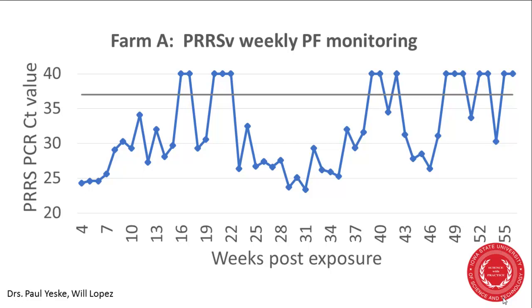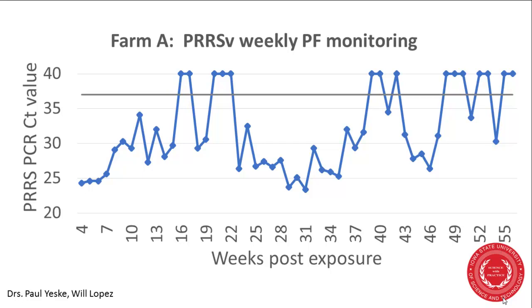So keeping it simple, each week represents pretty much all the piglets that were processed that week. And so you have here CT from PCR for PRRS over time. Here's the cutoff, right, at 37. So any number above this tested negative by PCR, and any number below the line was positive.